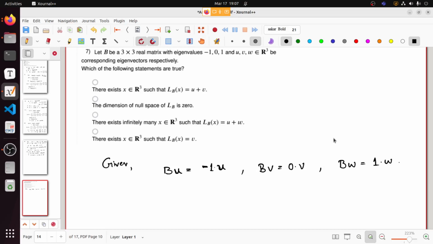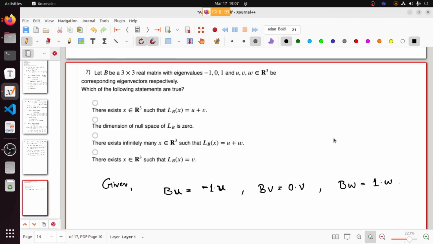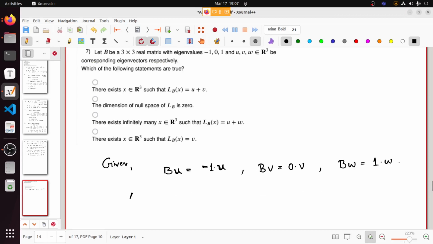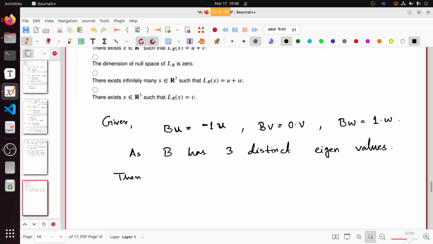So then what is the first option? It's saying there exists a vector x in R3 such that LB of x, meaning the corresponding linear transformation, takes it to U plus V. So note that B has 3 distinct eigenvalues, so B is diagonalizable, right? Therefore B can be written as some Q D Q inverse, where D will be this diagonal matrix with -1, 0, 1 on the diagonal, right?